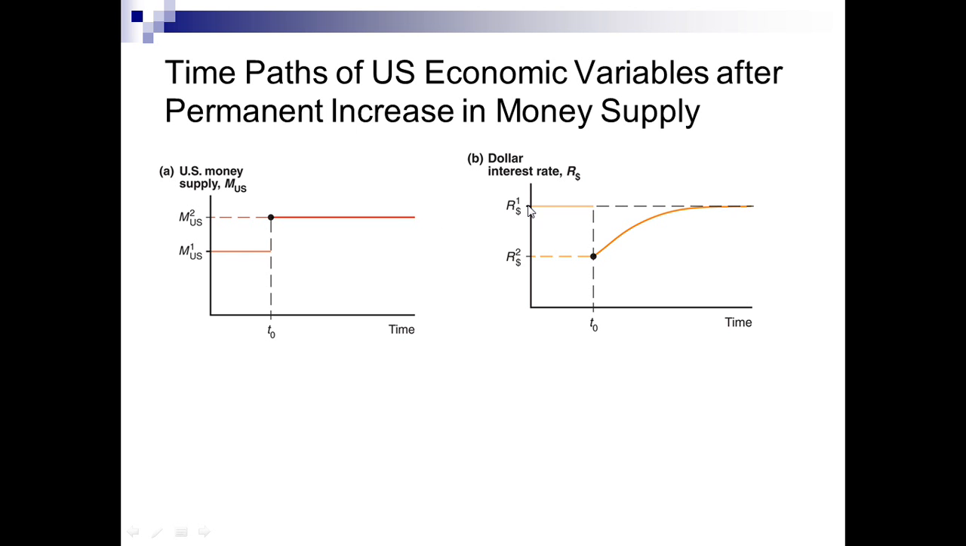The interest rate starts at R1 and it's going along until we hit T0, which is when we have the change, the permanent increase in the money supply. Again, since it's an increase in the money supply, we'll see a decrease in the interest rate. But over time, as price levels adjust, we're going to see this interest rate increase back to its original position.